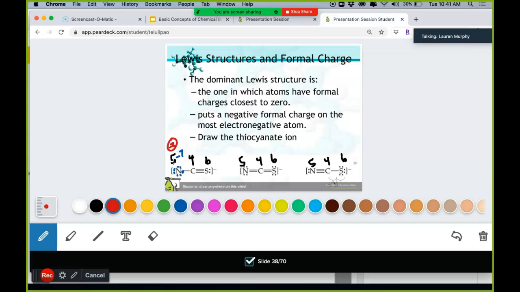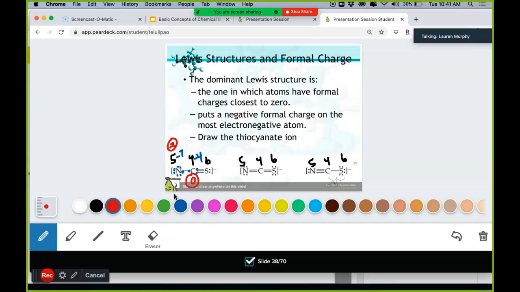So the formal charge on nitrogen is -2. So what about carbon? Carbon has 4 according to the periodic table, and I have assigned, remember, only 1 electron for each bond. 1, 2, 3, 4. So 4 minus 4 is 0. So no formal charge on carbon.